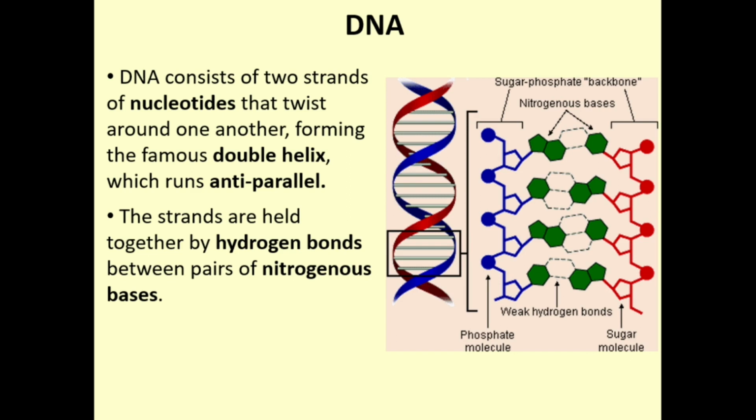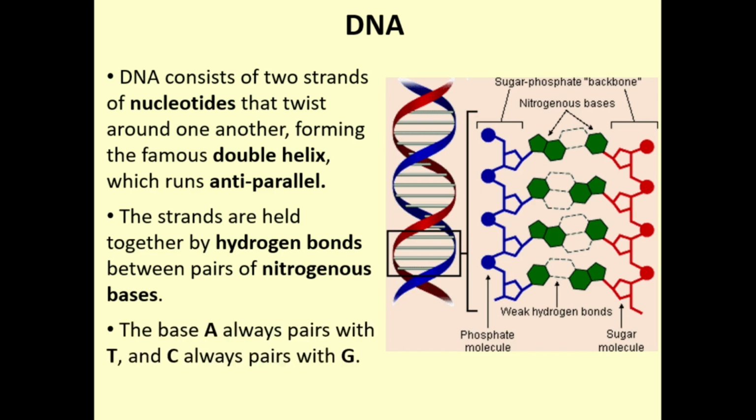The next question is, what is the arrangement of these? Can any of the nitrogenous bases join with any of the others? The answer is no. There is a very specific pattern in which nitrogenous bases can be hydrogen bonded to each other, and it goes back to the structures we were looking at, the pyrimidines and the purines. Where we have the base adenine, that will always pair with the base thymine. So adenine and thymine will always pair together, and cytosine and guanine will always pair together.